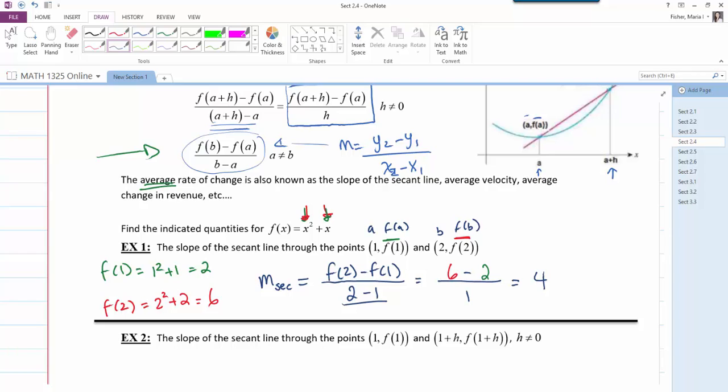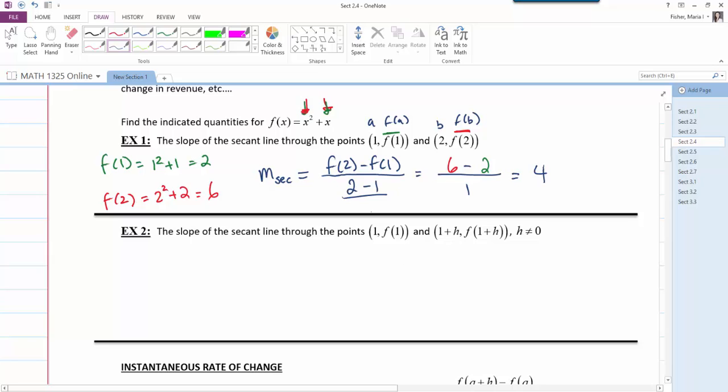Let's look at number 2. The slope of the secant line through the points 1, f of 1, and 1 plus h, f of 1 plus h. Just like last time, I need to figure out what f of 1 is, and then what f of 1 plus h is. f of 1 we've already done: we looked above, it's 1 squared plus 1, which is 2. What about f of 1 plus h?